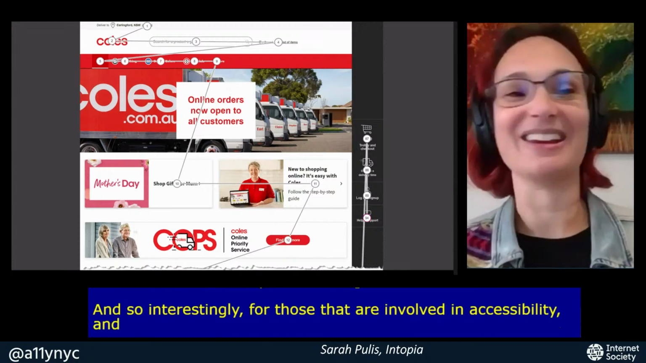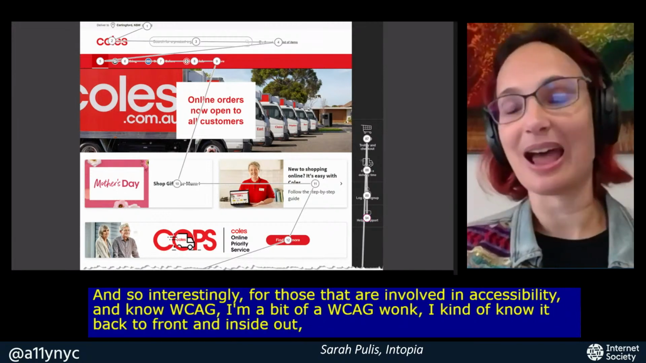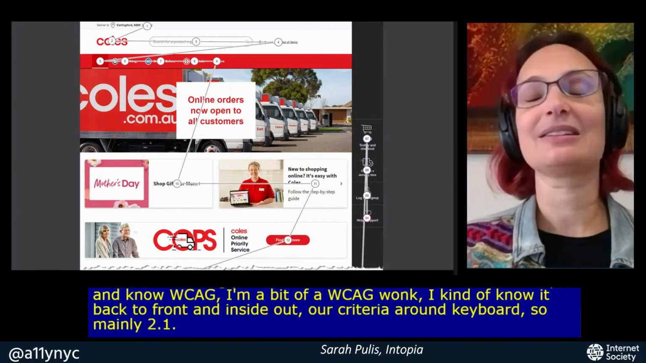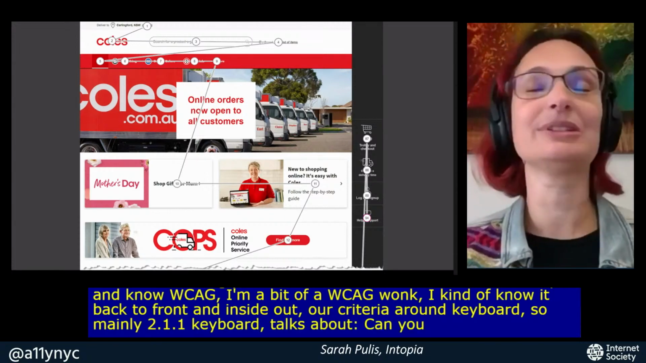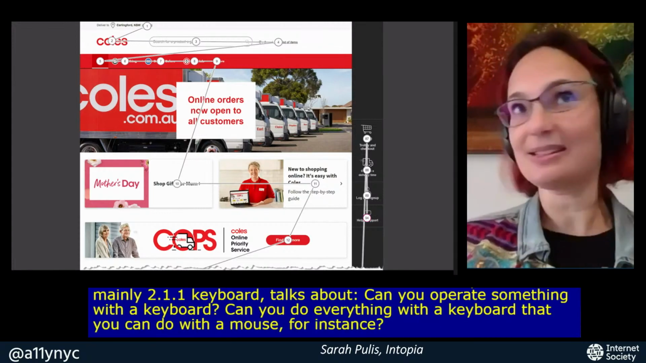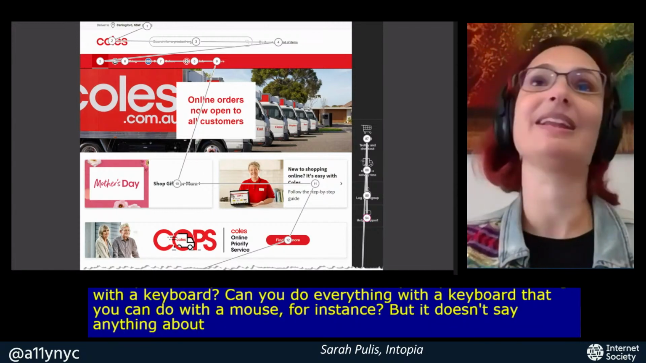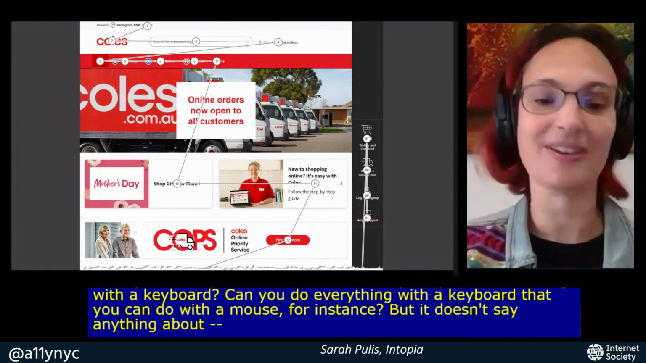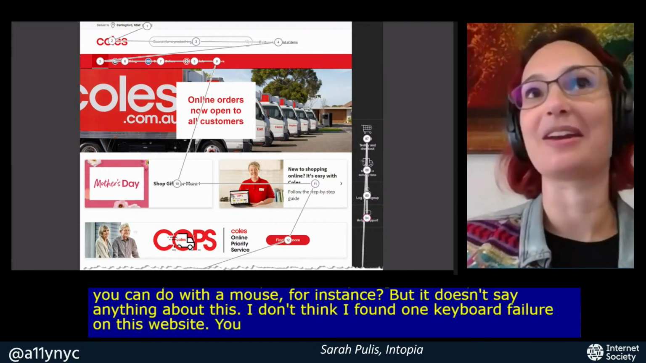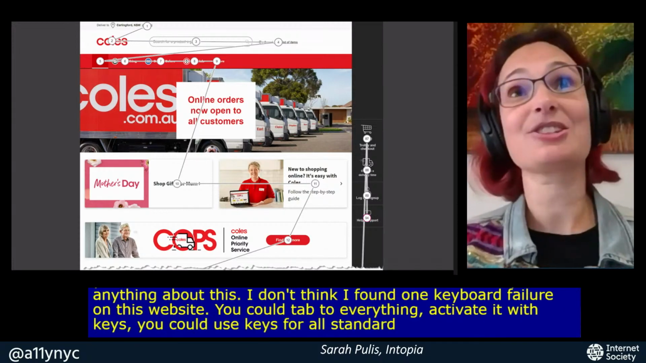And so, interestingly, for those that are involved in accessibility and know WCAG, I'm a bit of a WCAG wonk, I kind of know it back to front and inside out. Our criteria around keyboard, so mainly 2.1.1 Keyboard, talks about, can you operate something with a keyboard? Can you do everything with a keyboard that you can do with a mouse, for instance? But it doesn't say anything about ease. So this whole website, I don't think I found one keyboard failure on this website. You could tab to everything, you could activate it with keys. They were using standard key interactions, which also is not part of WCAG, but certainly important. But you couldn't actually fail it.